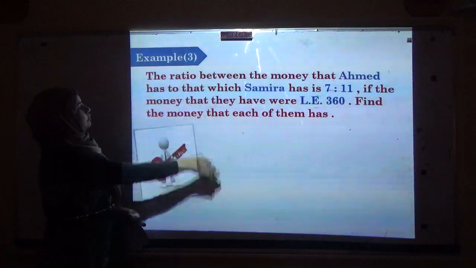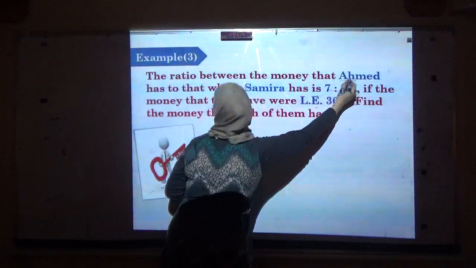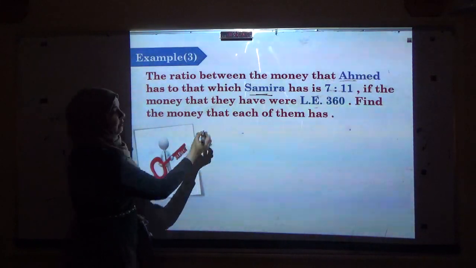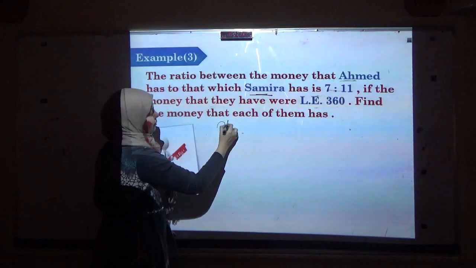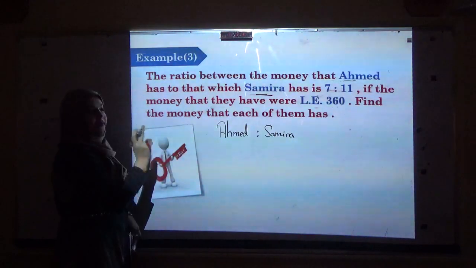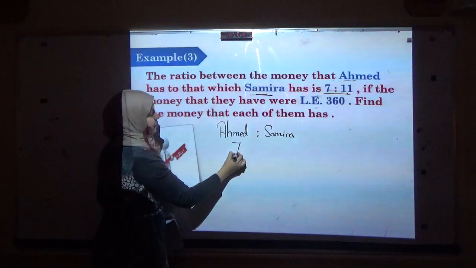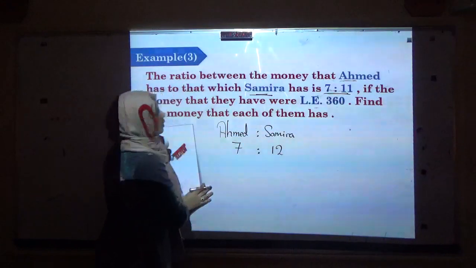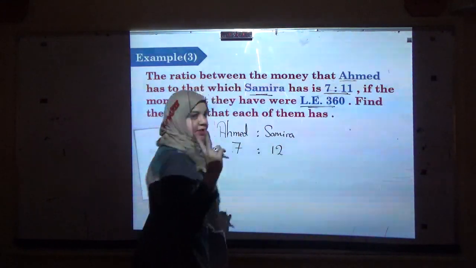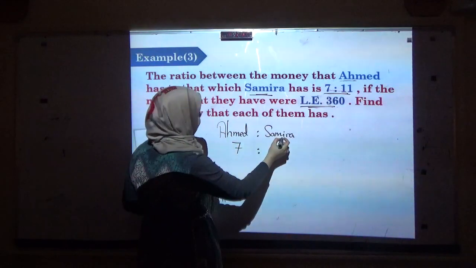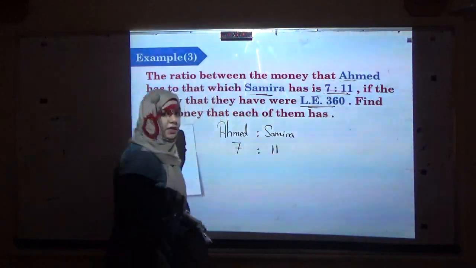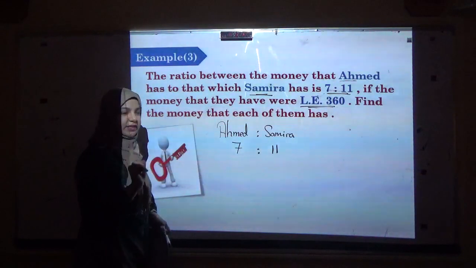Number 3, the ratio between the money that Ahmed has to that which Samira has is 7 to 11. As we said, first write the names. Ahmed to Samira. He gave us the ratio between Ahmed and Samira, 7 to 11. If the money that they have were 360 pounds, the money that they have together, 360. He gave us the money that they have together, 360.